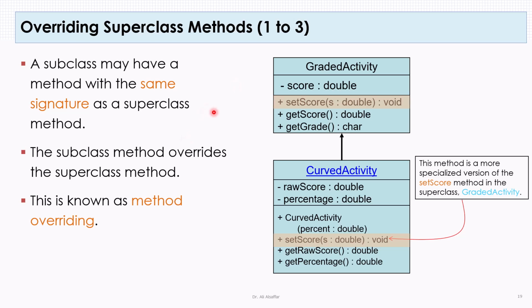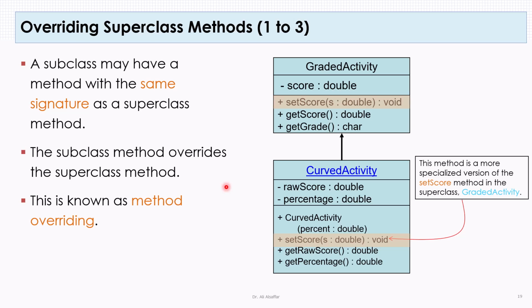As an example, consider the graded activity class that we have designed before. This class has a setScore method that sets the score and has a getGrade method that returns a letter grade based on that score. But now suppose an instructor wants to curve up this score before the letter grade is determined. For example, by multiplying each student's score by a percentage. This gives an adjusted score that is used to determine the letter grade.